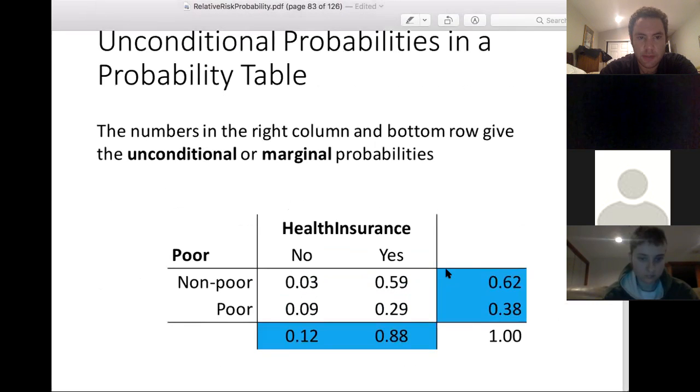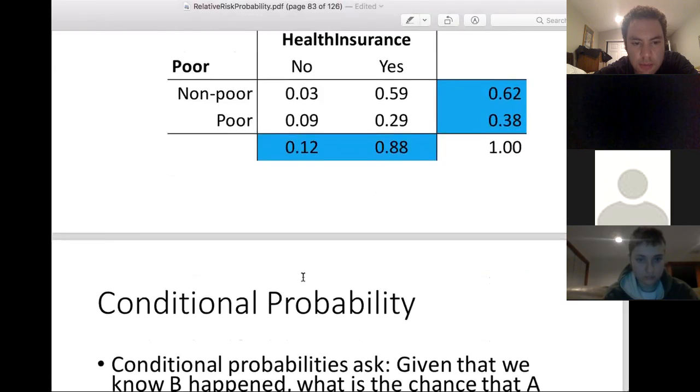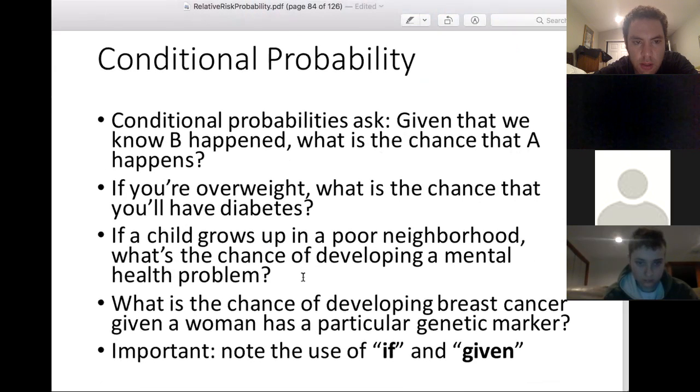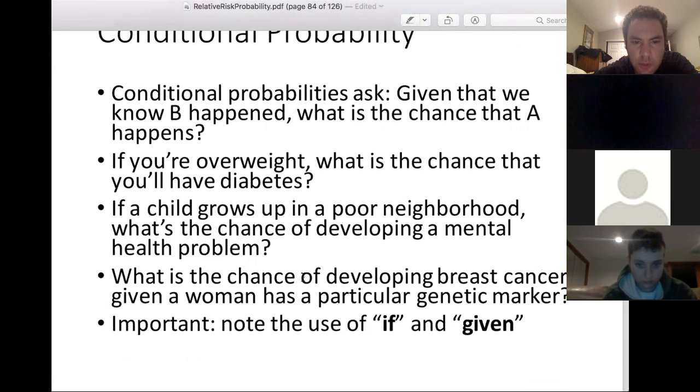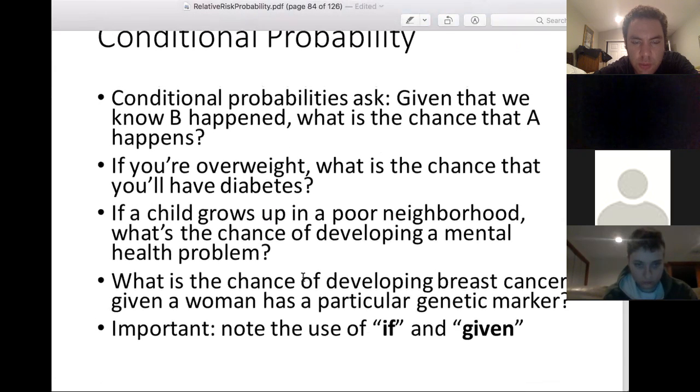So here we go. Let's look at this. Here are the unconditional probabilities in the margins. Here are the conditional probabilities within the table. And we spoke about conditional probabilities, which use the term "given". So whenever you see "given" in probability, you know that it's setting you up for a conditional probability question.